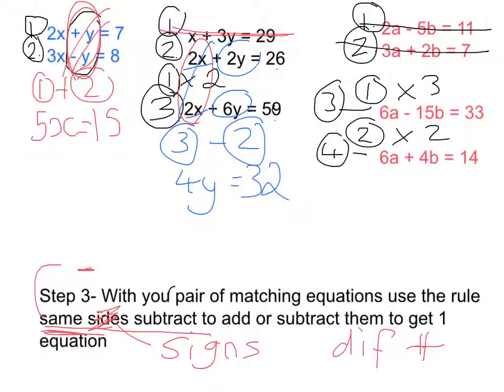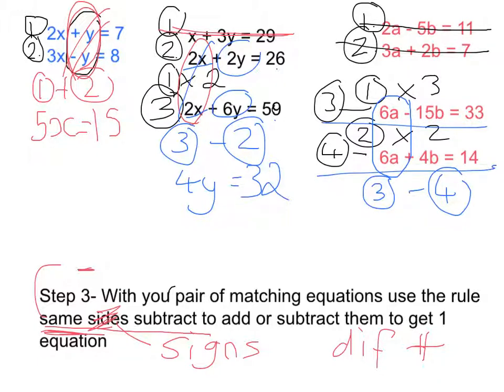And on my third example, I'm looking at the 6a's, and again they are both positive. So same sign, subtract. This time I am going to do 3 take away 4. So equation 3 take away equation 4. So 6a take away 6a cancels them out.